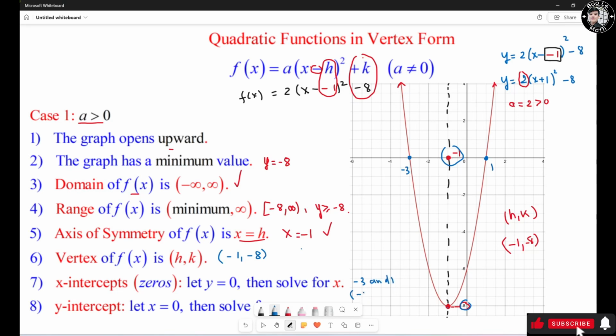Or we can write (-3, 0) and (1, 0). And the last one, the y-intercept, is where x equals 0, right?